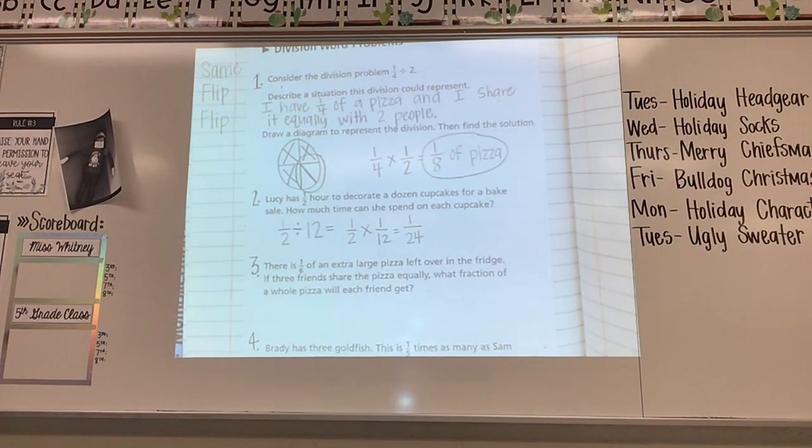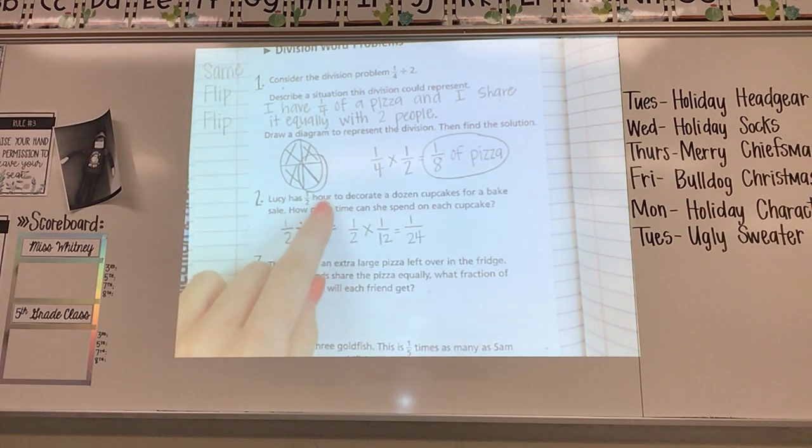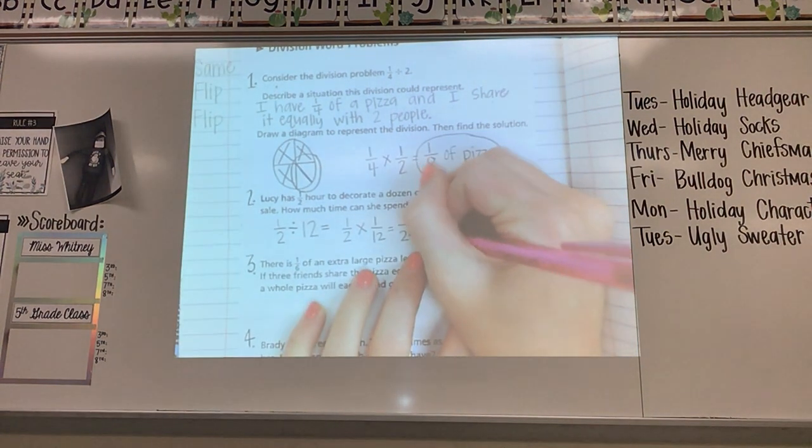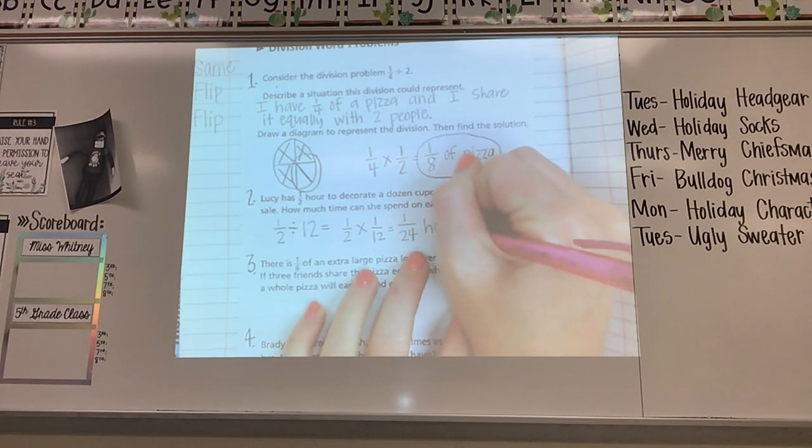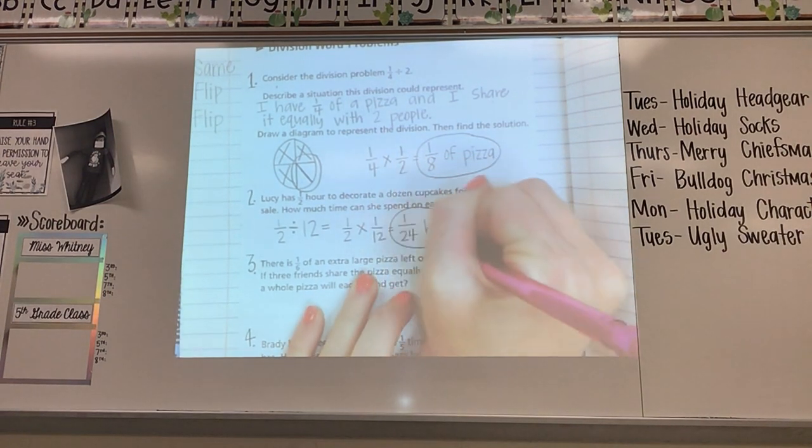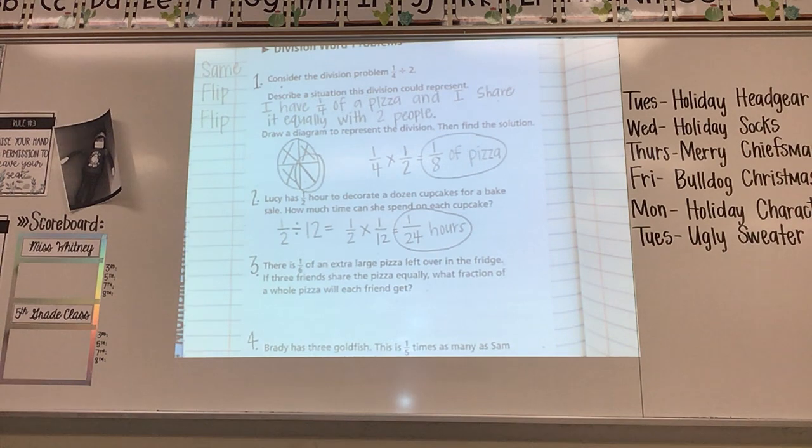And I'm looking for my label. It says how much time can she spend? And I'm looking back, they were measuring the time in hours. So it would be 1/24 hours is how long she can spend. All right, let's try another one.